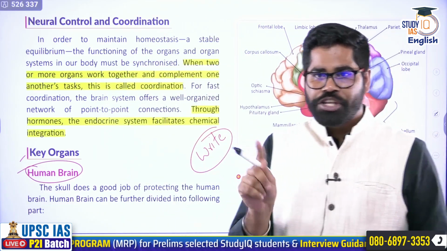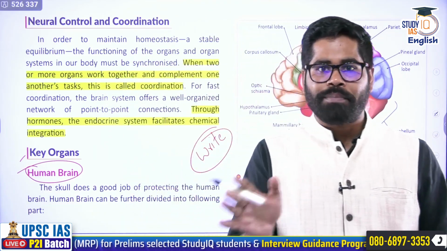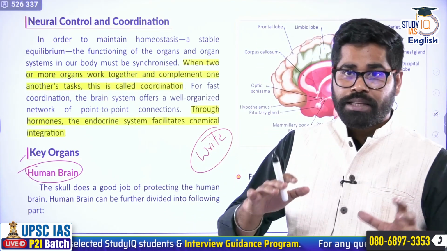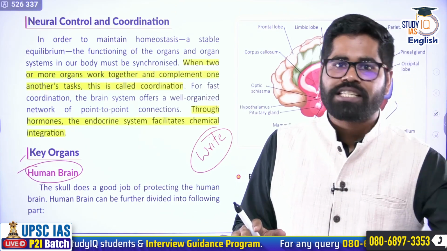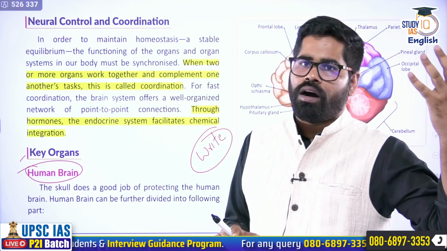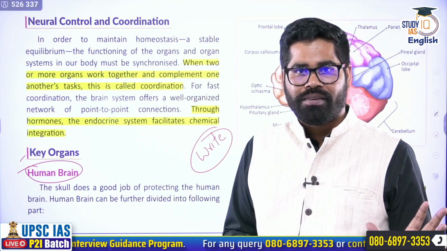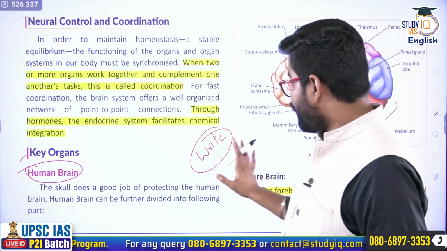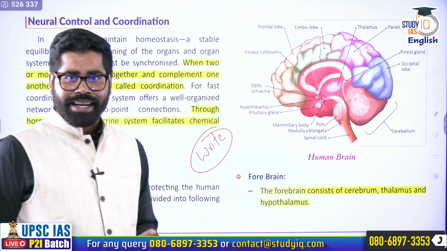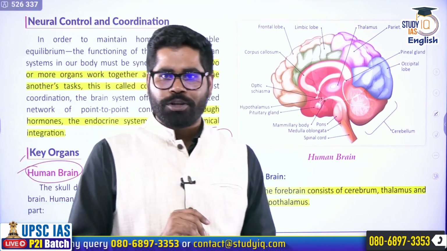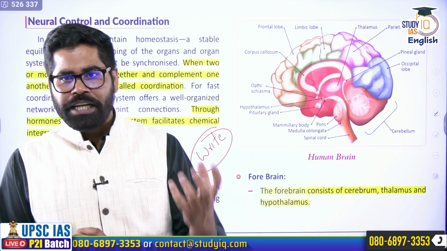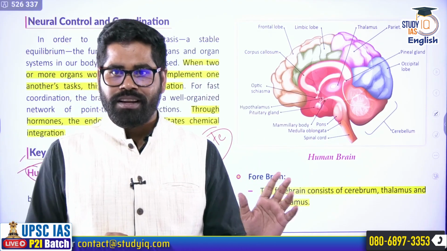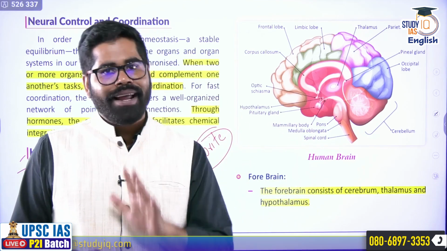Now this human brain is being protected by the skull. The skull is giving protection to our brain from any external shock, any external injury. Now, if we talk about our brain, it can be divided into three major portions: the forebrain, the midbrain, and the hindbrain.